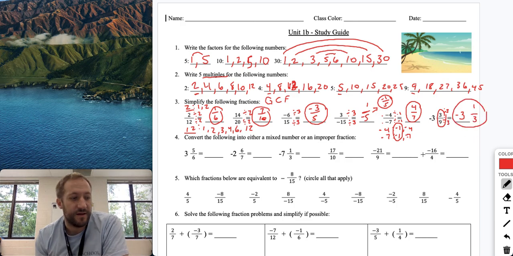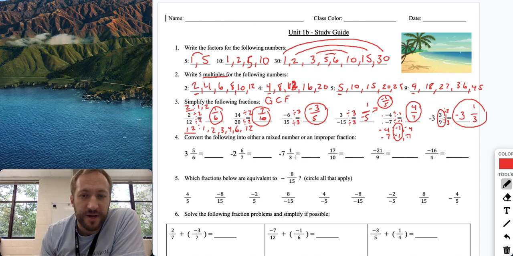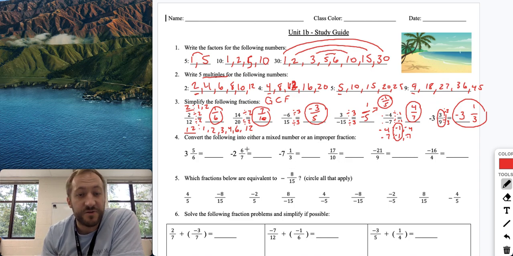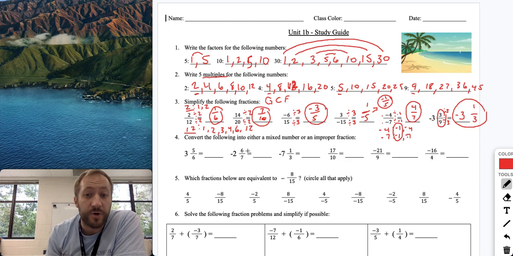Perfect. Let's scroll down and look at the next one. Oh, it's actually right here. No scrolling necessary. This one says convert the following into either a mixed number or an improper fraction. So mixed numbers are this one and this one. These all have a whole number out in front as well as a fraction with it.